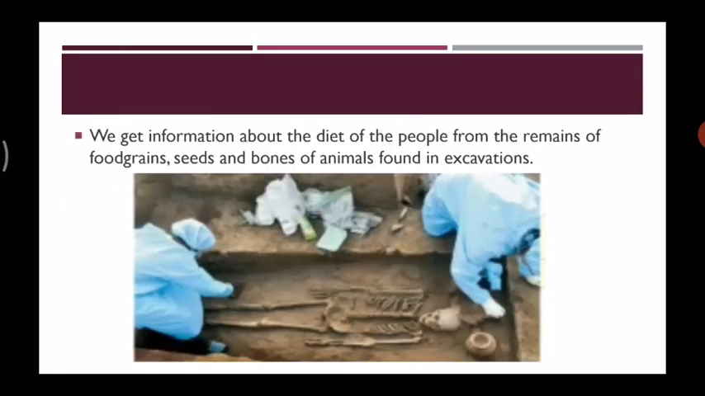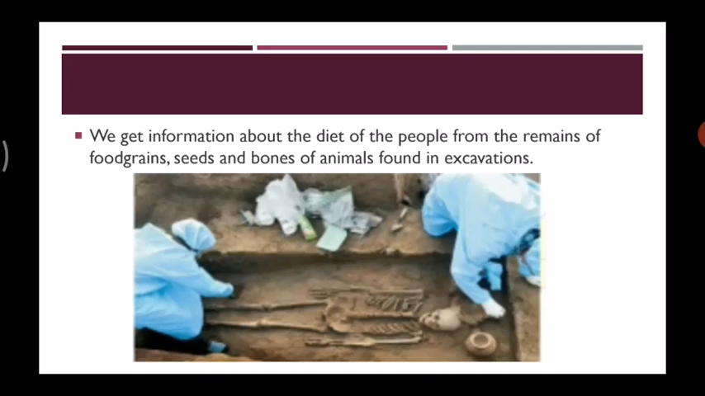Let's move forward. We can get the information of diet of people from the remains of food grains, seeds, and bones of animals found in excavations. Now, children, what is excavation? It is an unearthing or digging of a place, especially at an archaeological site.